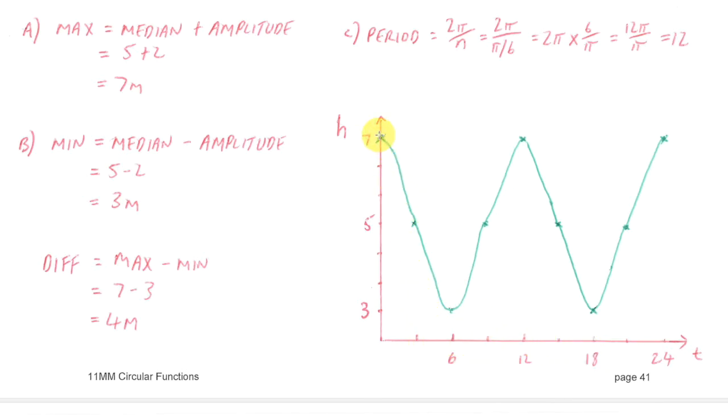So we start off with (0, 7), (3, 5) at our median, (6, 3) for our minimum, (9, 5) for our median, (12, 7) for our maximum, (15, 5) for our median, (18, 3) for our minimum, and so on. And that's one full cycle.